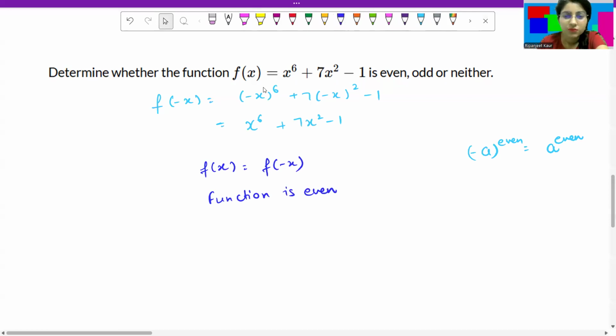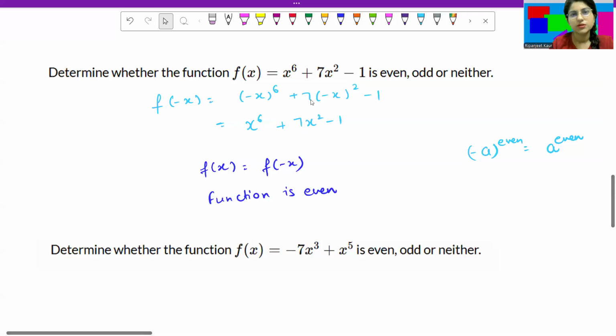How do you know if it's odd? So now we will be checking if the function is odd or not. Let me take an example for that as well. I'm bringing it on my screen. So here is the question.